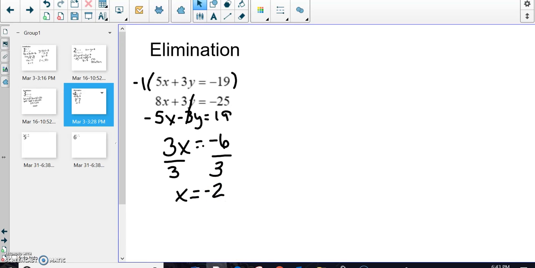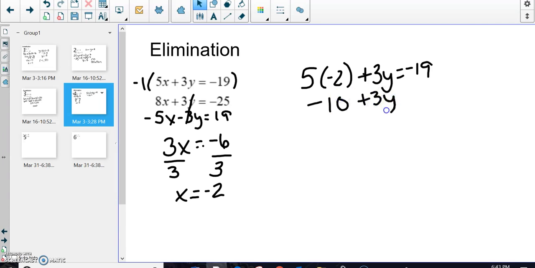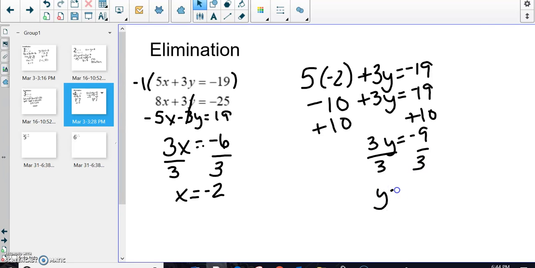And I can choose which equation I want to plug it back into. I'm just going to pick the first one again. So I'm going to plug the x in. That gives me 5 times -2 plus 3y is equal to -19. -10 plus 3y equals -19. So I'm going to add 10 to both sides. 3y is equal to -9. Divide both sides by 3, and y is equal to -3. So my solution to the system of equations ends up being -2 and -3.